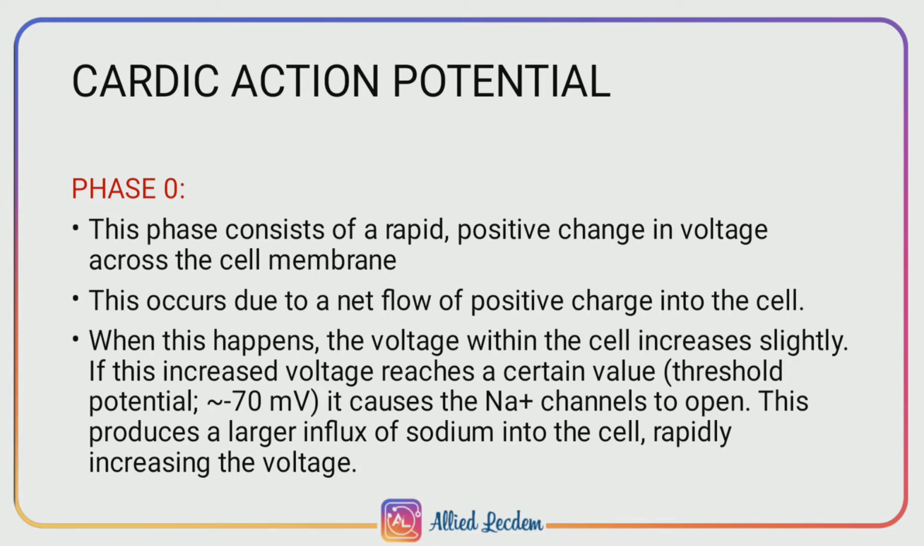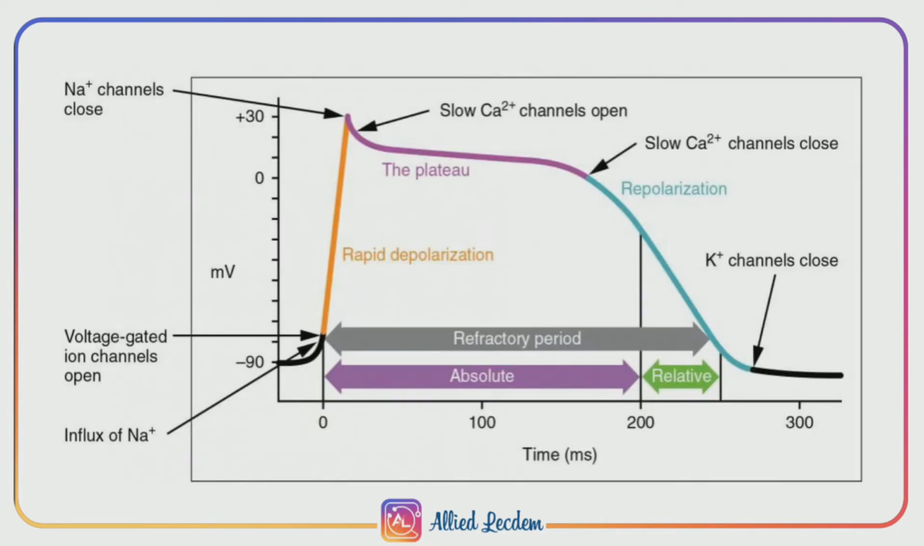Phase 0. After getting an impulse, the sodium channel opens, resulting in influx of sodium ions into the cell. So the cell automatically reaches a positive value from threshold. Thus, the cell now becomes electropositive. In the graph, minus 90 is the threshold value. The arrow mark above it is the influx of sodium. Rapid depolarization is the electropositivity of the cell. This phase continues until the sodium channel closes.